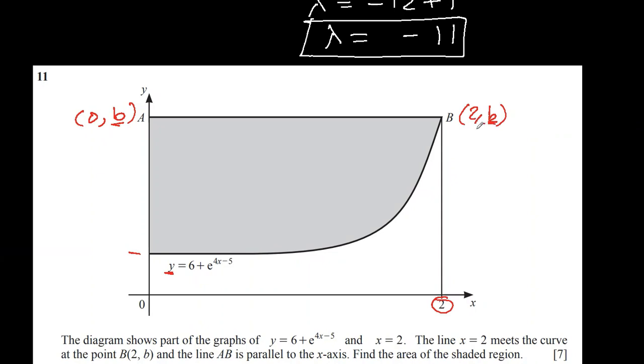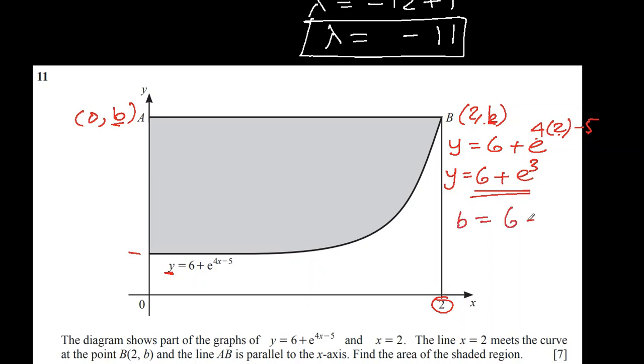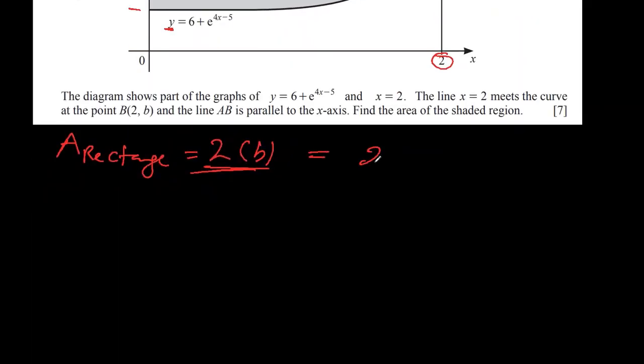Yeah, it is the y coordinate of this B point. Alright, so y equal to 6 plus e to the power 4 times 2 minus 5. So y equal to 6 plus e to the power 8 minus 5, 3. Okay, let's not convert this to decimal unless we need it later. So this is the value of b actually. This is b, 6 plus e cube. So we can write here now 2 times 6 plus e cube.